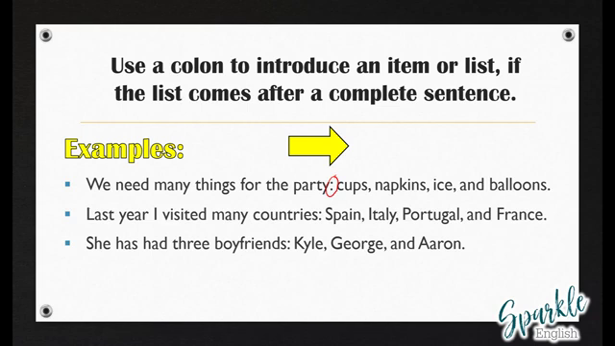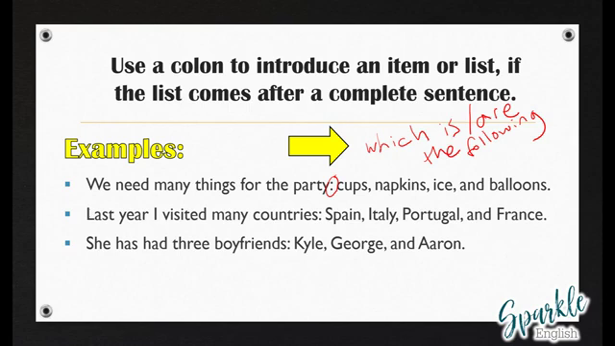I want you to view the colon almost like an arrow because it's pointing to the things that we need for the party. It almost means which is or which are the following. So when we use a colon to introduce an item or list, it's almost like saying we need many things for the party which are cups, napkins, ice, and balloons. But rather than writing which is or which are, we just have to place a colon.